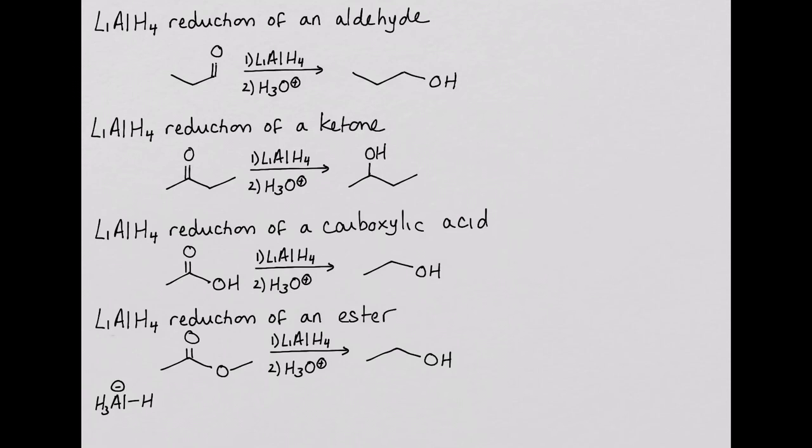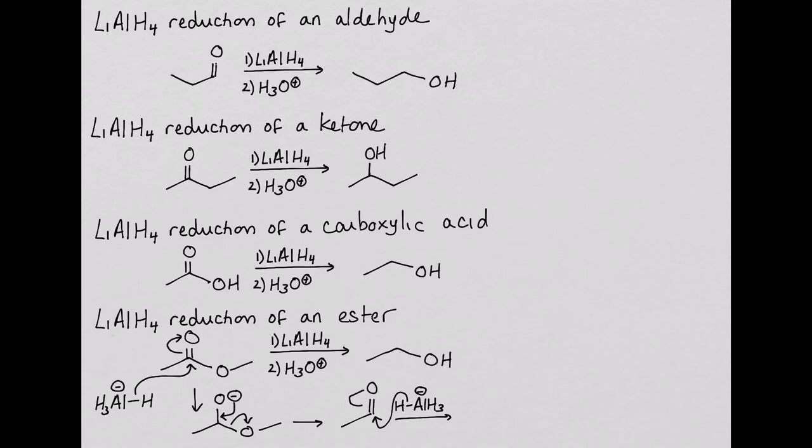In the first step, the hydride ion attacks the carbonyl carbon, forming the tetrahedral intermediate. In the next step, the carbonyl reforms, kicking off the leaving group. A second equivalent of aluminum hydride reacts with this aldehyde, forming a second tetrahedral intermediate. This alkoxide ion is protonated following the acidic workup to produce the primary alcohol product.